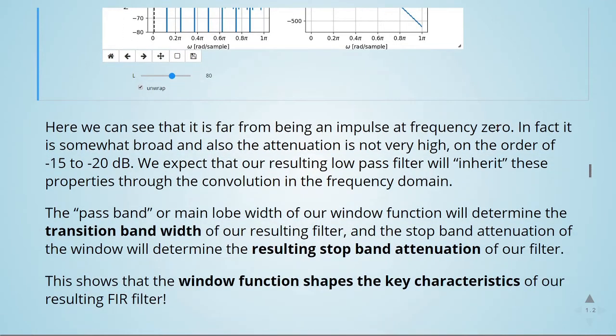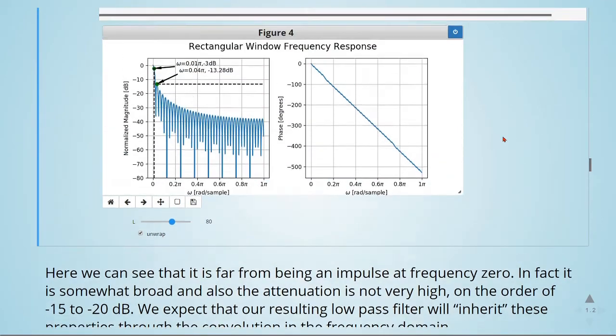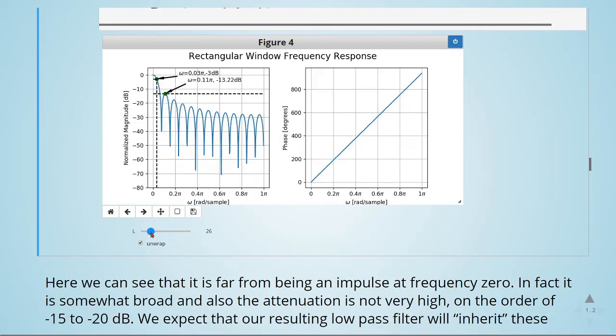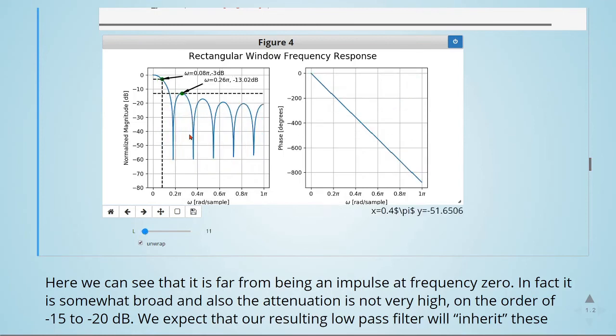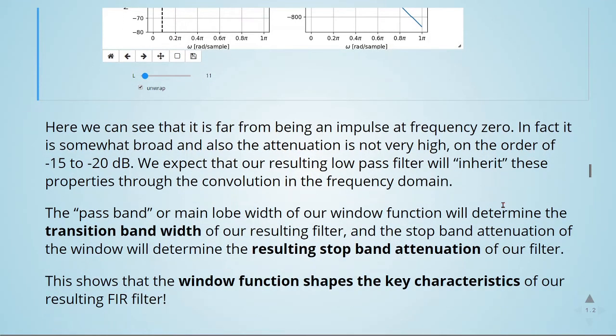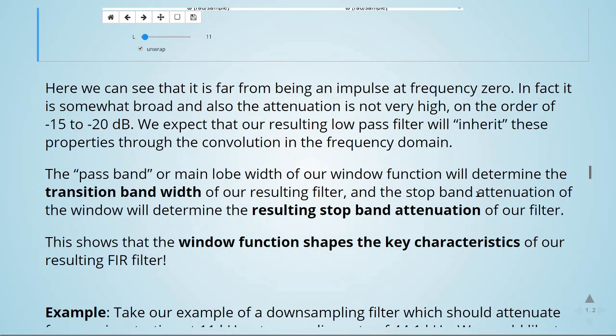So the main lobe width of our window function will determine the transition band of our resulting filter, and the stop band attenuation of the window will determine the resulting stop band attenuation of our filter. So this shows that the window function shapes the key characteristics of our resulting FIR filter.